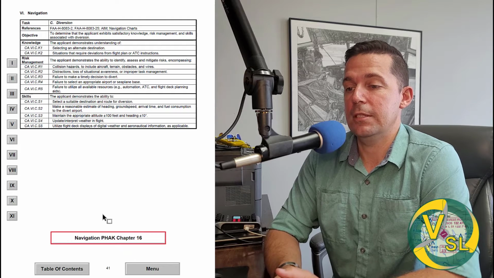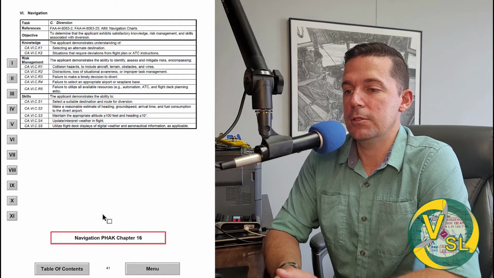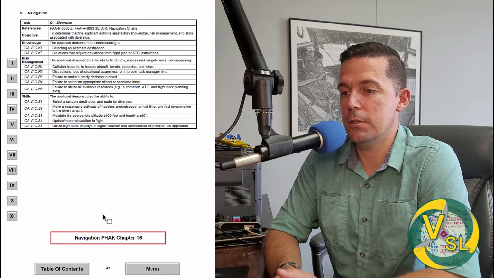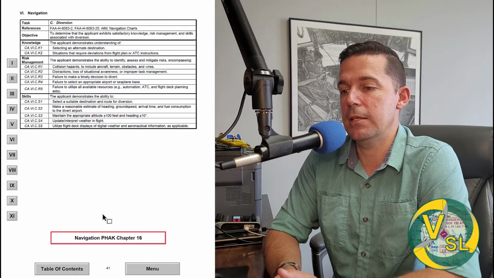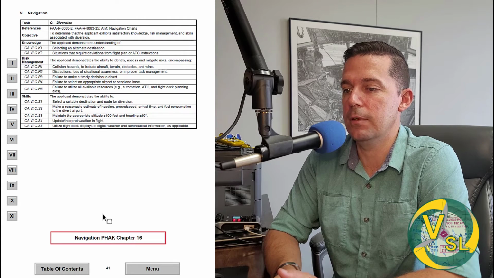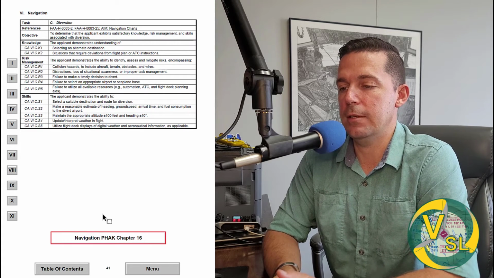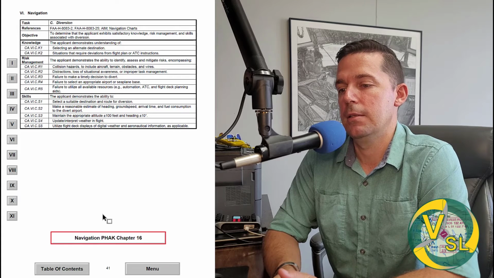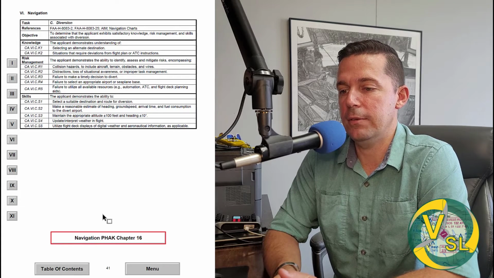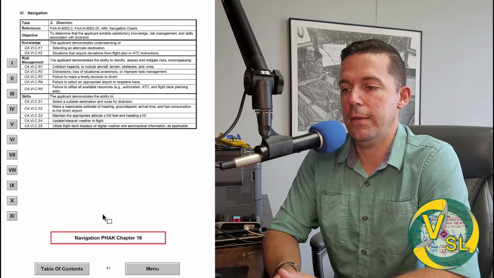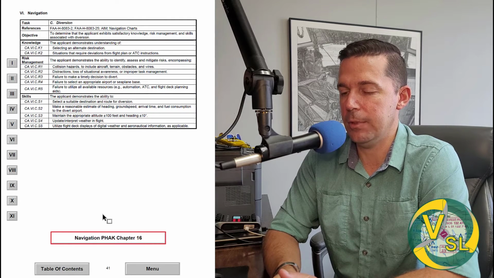There are 5 skills with this. Skill 1, select a suitable destination or route for diversion. Skill 2, make a reasonable estimate of heading, ground speed, arrival time, and fuel consumption to the divert airport. Skill 3, maintain the appropriate altitude plus or minus 100 feet, plus or minus 10 degrees. Skill 4, update and interpret weather in flight. Skill 5, utilize flight deck displays of digital weather and aeronautical information as applicable.